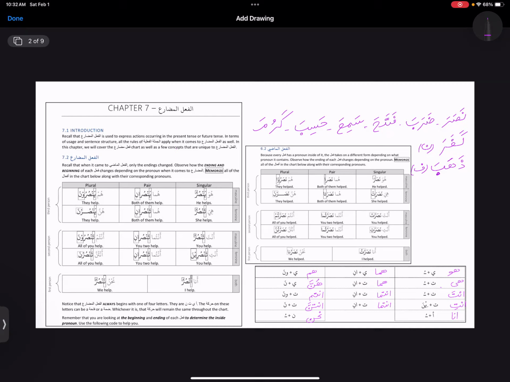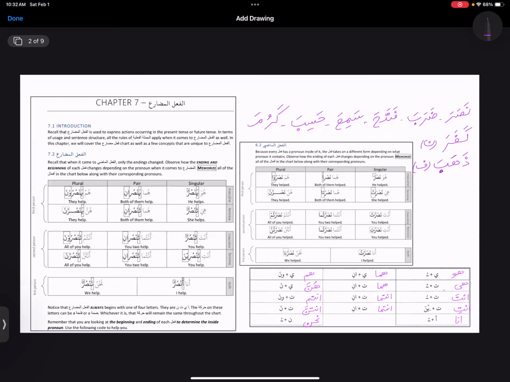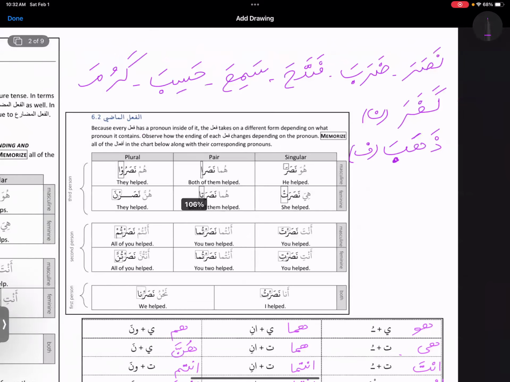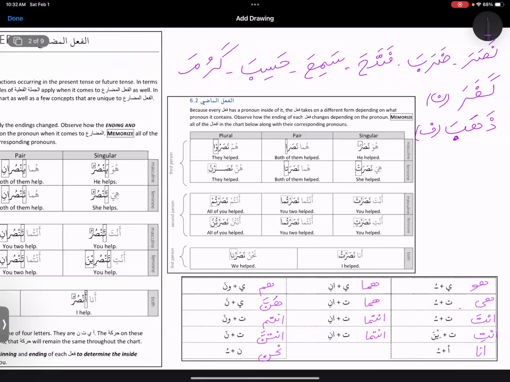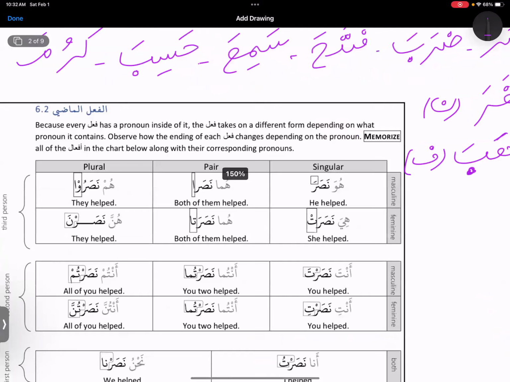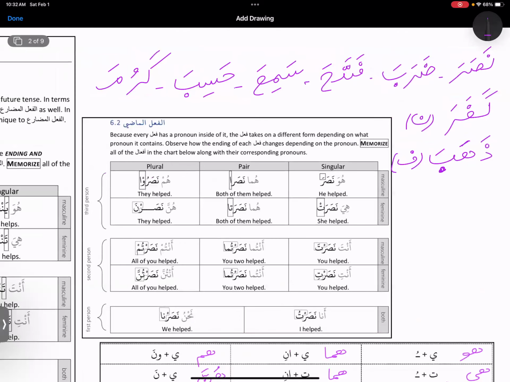So we are going to analyze Madi and Mudariya chart first. How it looks like, where is the fi'l, how we are going to recognize it, because this is really important. In every ayah, mostly, you're going to find some verb, right? So you should be able to know what is the pronoun inside, right? So let's start with Madi.